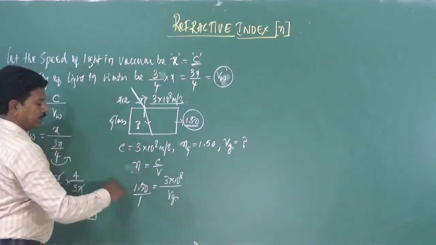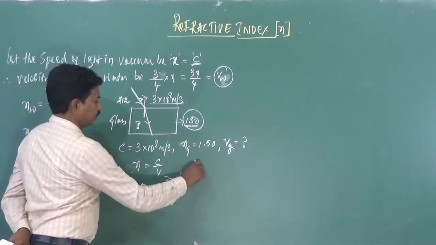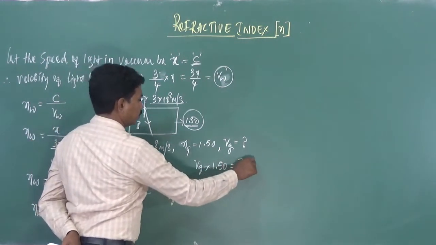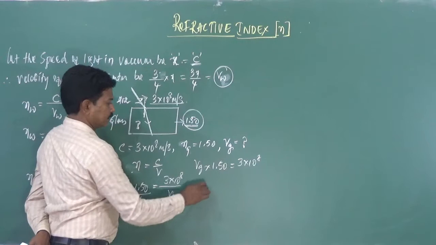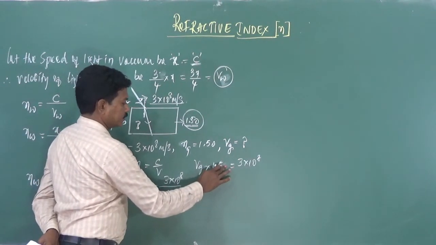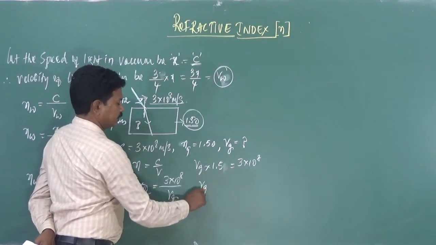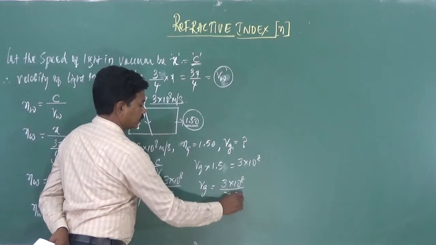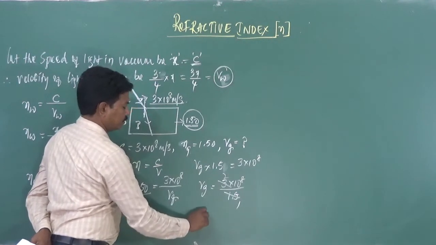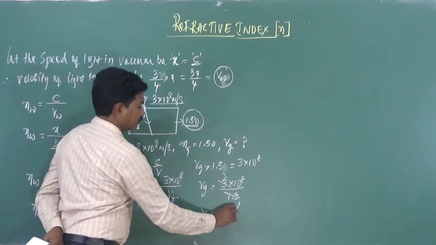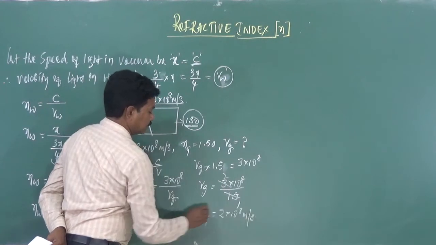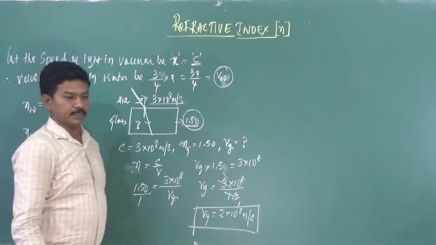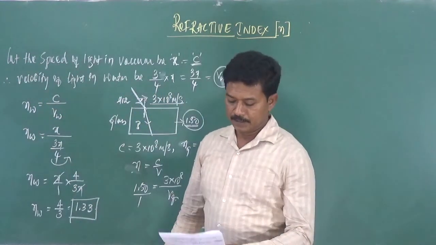By 1, let us go with cross multiplication. So Vg into 1.50 is equal to 3 into 10 to the power 8. You can take it as 1.5 itself. So Vg is equal to 3 into 10 to the power 8 by 1.5. 1.5, 1 times, 2 times. So Vg is equal to 2 into 10 to the power 8 meter per second. So the velocity of light in glass is 2 into 10 to the power 8 meter per second. Okay, so this is the thing.